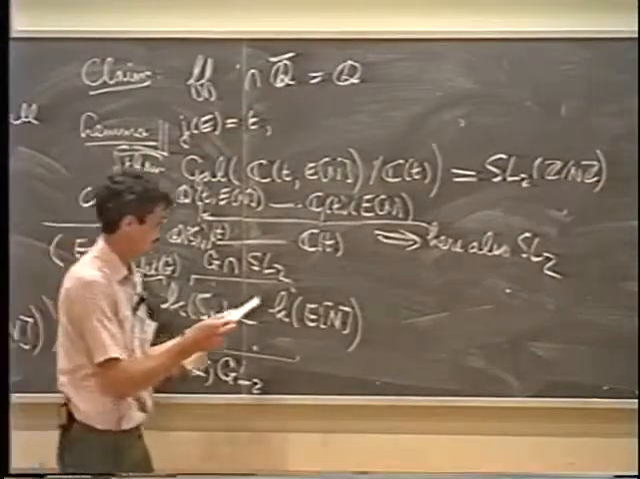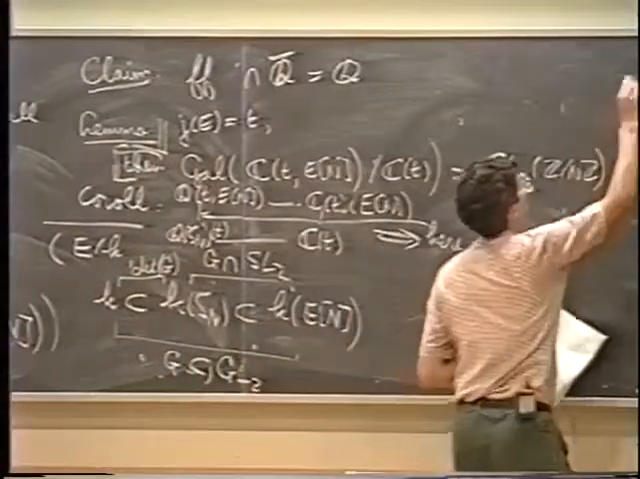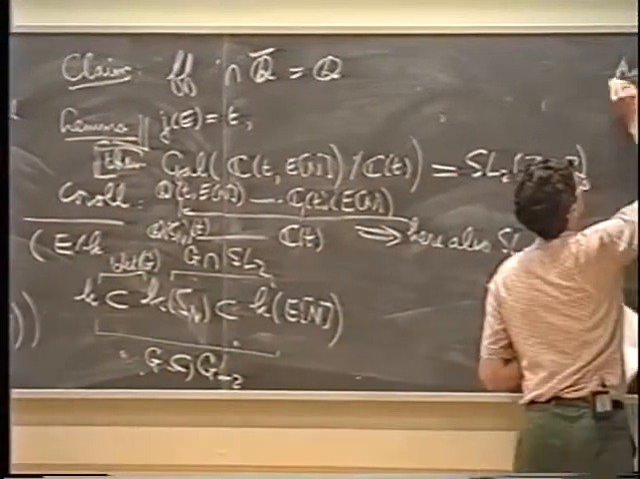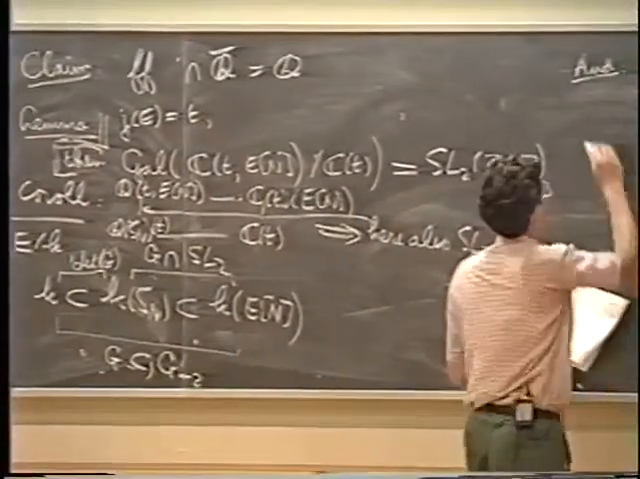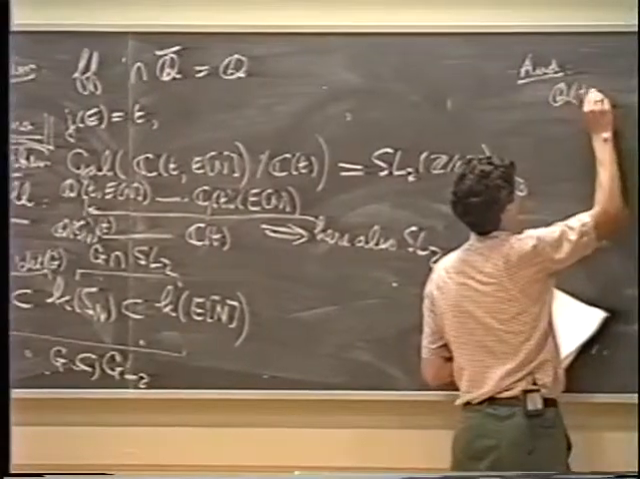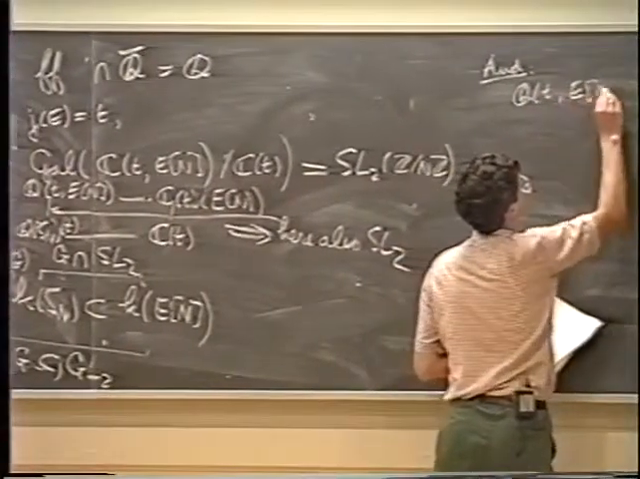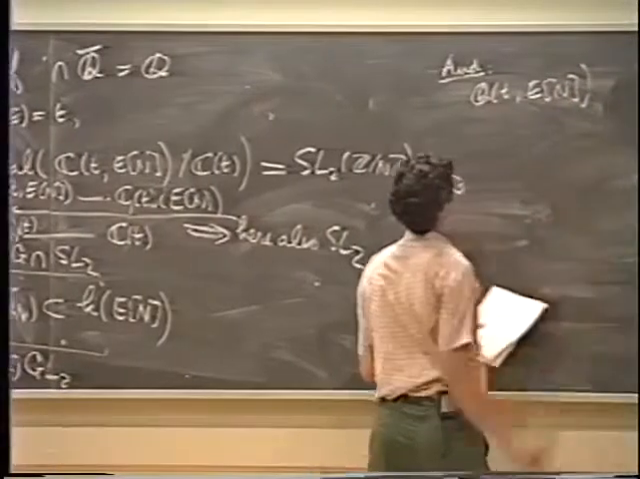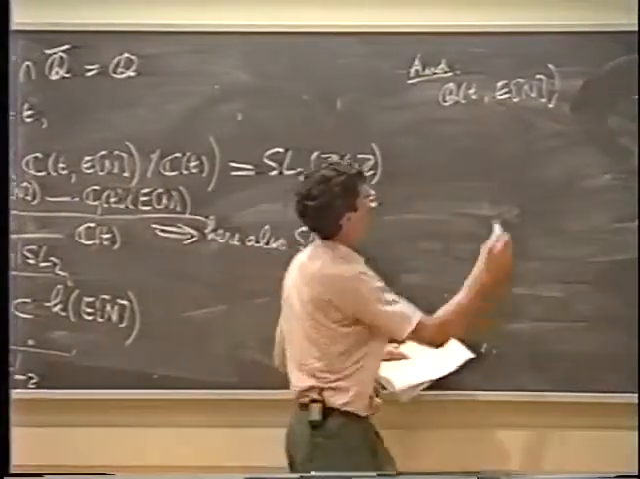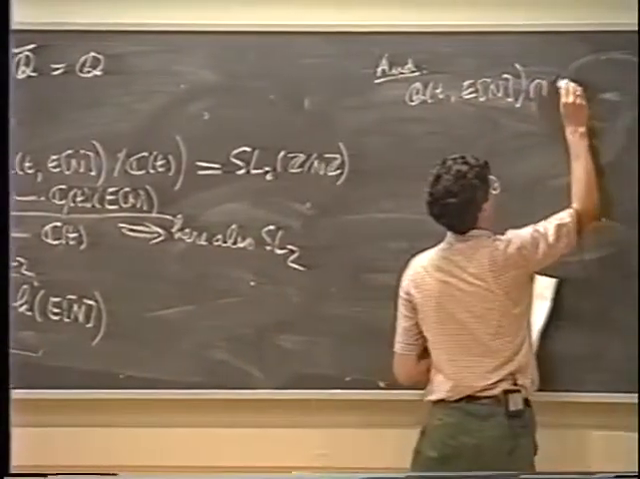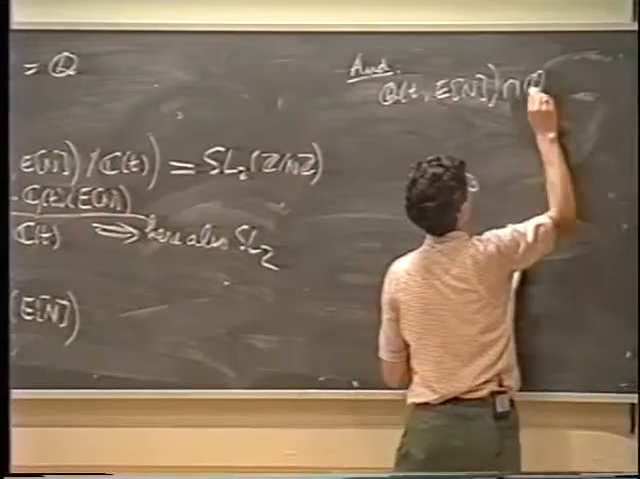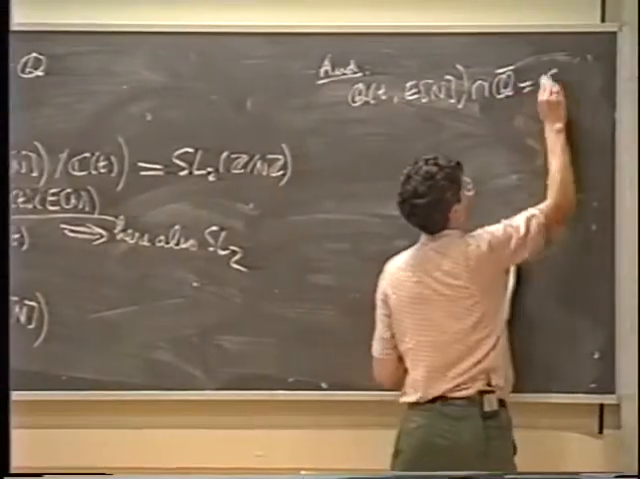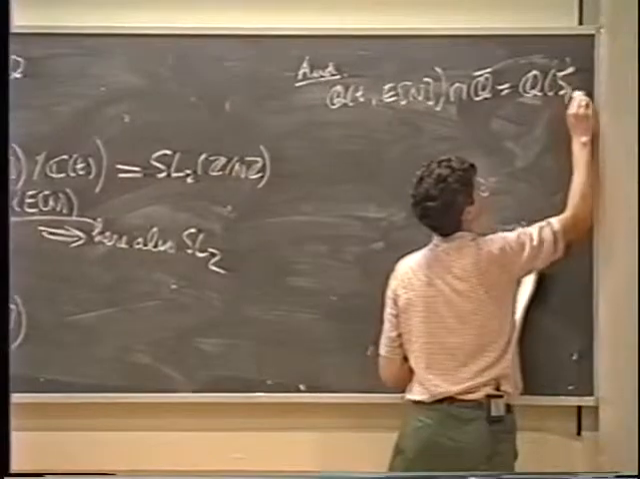The second one, which is also an interesting one, is if I do the same thing with all of this E of n, and intersect this with Q bar, then what I get is the nth roots of unity.